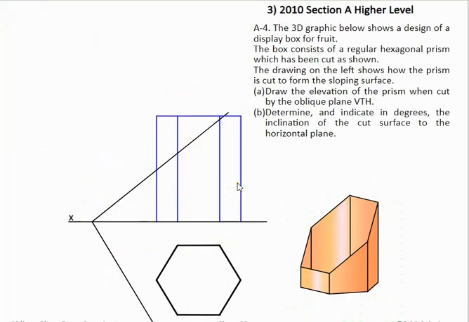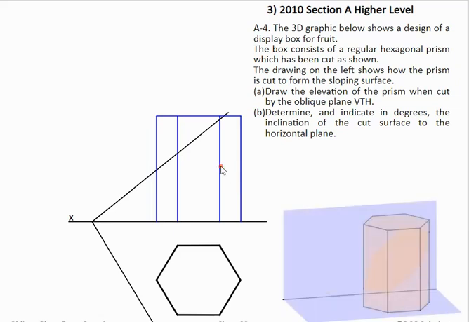In this higher level question we have to draw the cut shape when an oblique plane cuts through a hexagonal prism. So what we have to do in this question is draw the elevation of what it looks like when it's cut, and then determine and indicate in degrees the inclination of the cut surface to the horizontal plane.